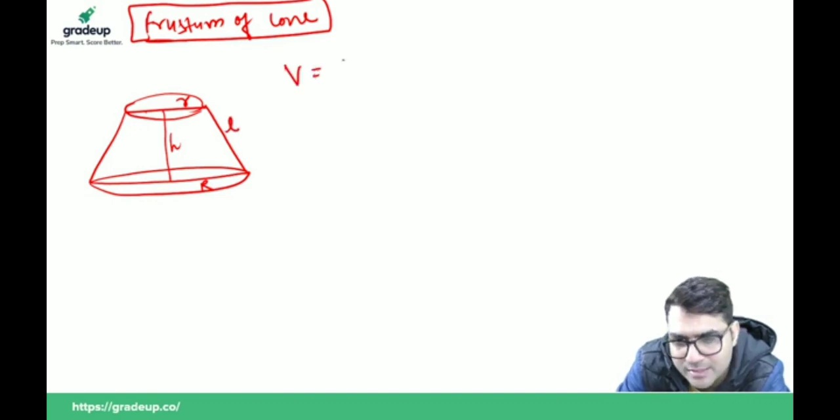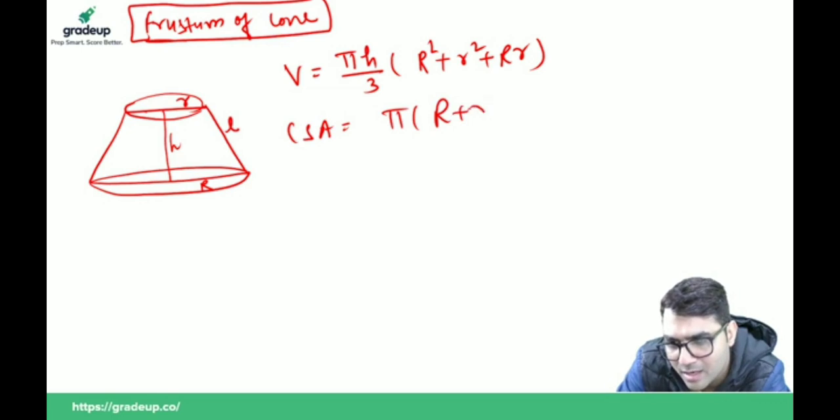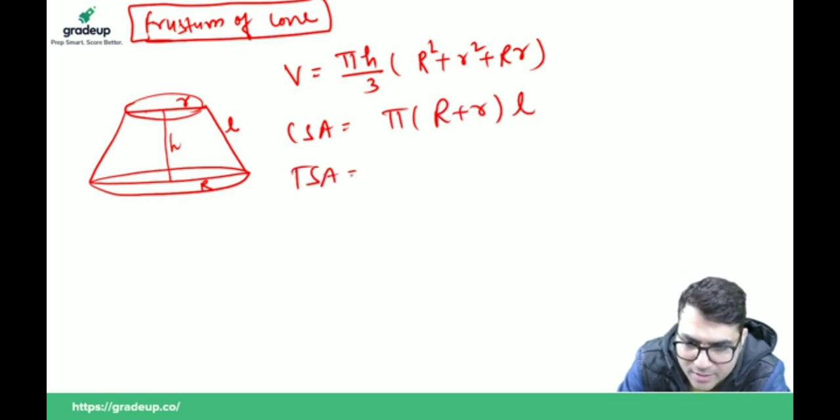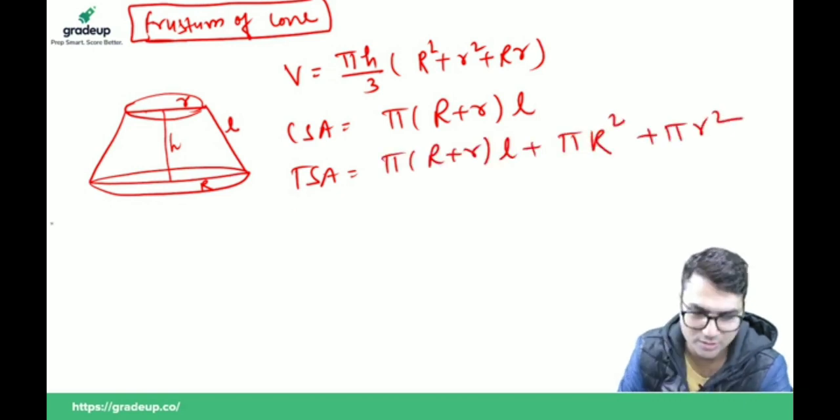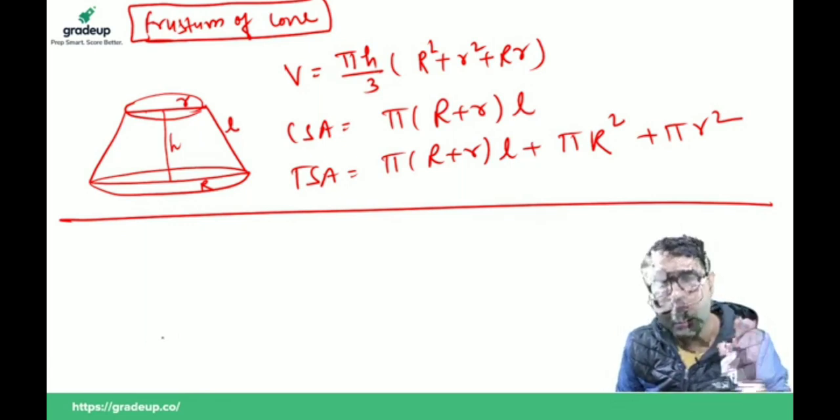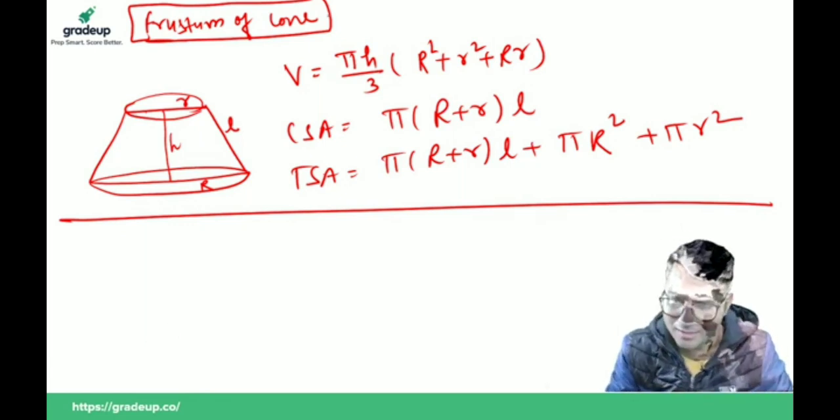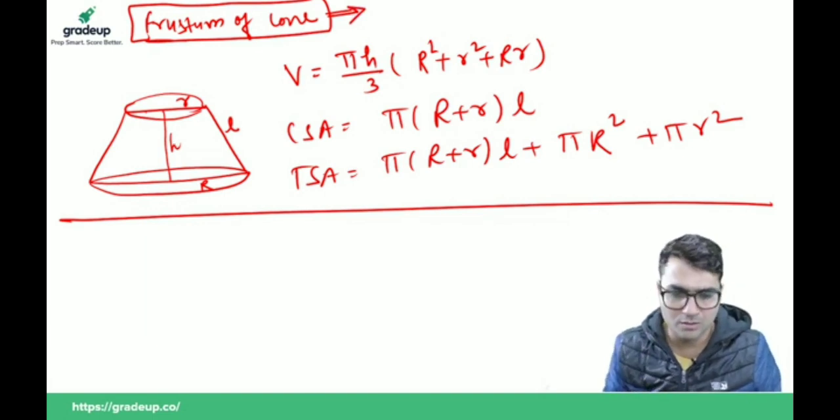Volume of this is pi h by 3 into (R square plus r square plus R r). Curved surface area is pi (R plus r) l. Total surface area is pi (R plus r) l plus pi R square plus pi r square. So these are the formulas of the frustum of cone. And guys, in your examination, direct formula based questions will be asked from frustum.